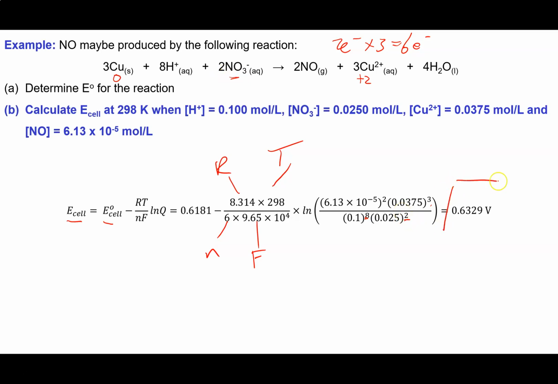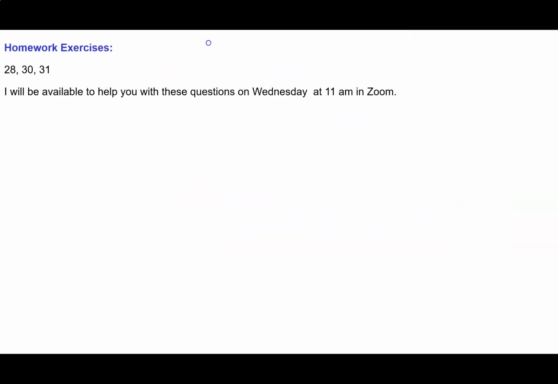And I do all of that, and I got a number that was a tiny little bit bigger than the standard cell potential, which is what I intuitively would expect, because we had a very low concentration of the NO and fairly high concentrations of all of our reactants. So that's going to be pushing that equilibrium to the right hand side according to Le Chatelier's principle. Okay.